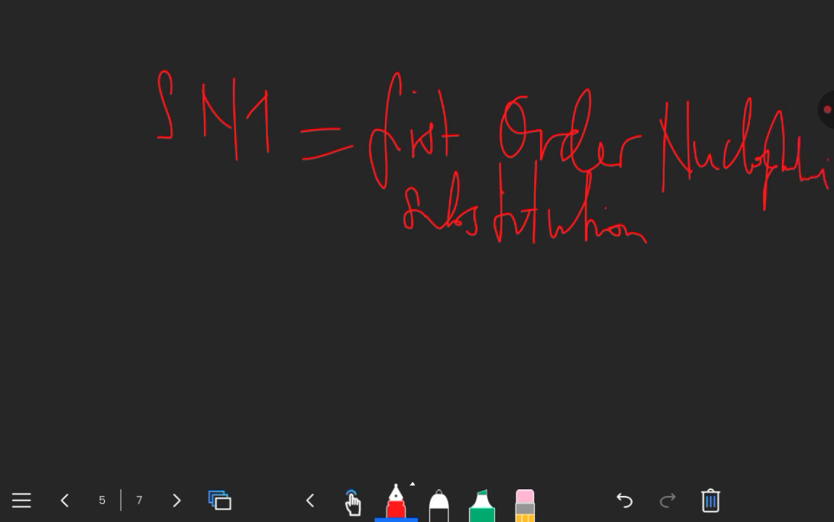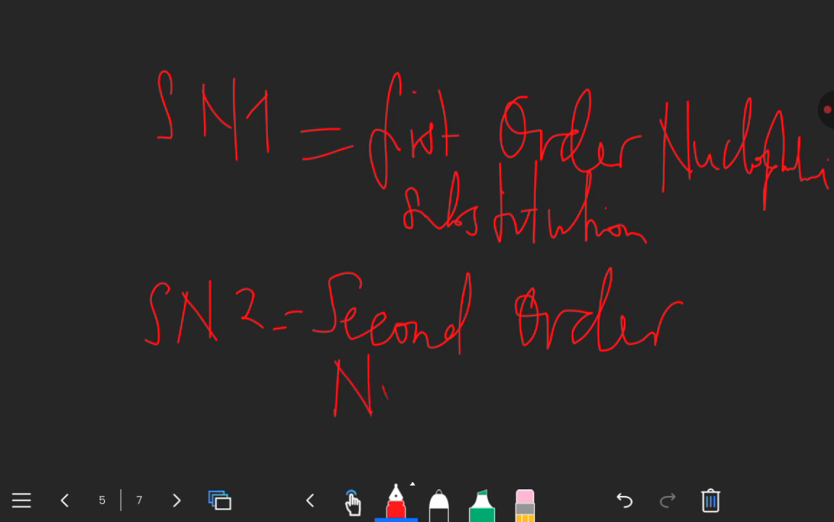So this is what they simply mean when they say SN1. It is just first order nucleophilic substitution. Then when we talk of SN2, SN2 simply means that you're referring to second order nucleophilic substitution. So that is what you need to understand. SN1 is first order nucleophilic substitution, SN2 is second order nucleophilic substitution.